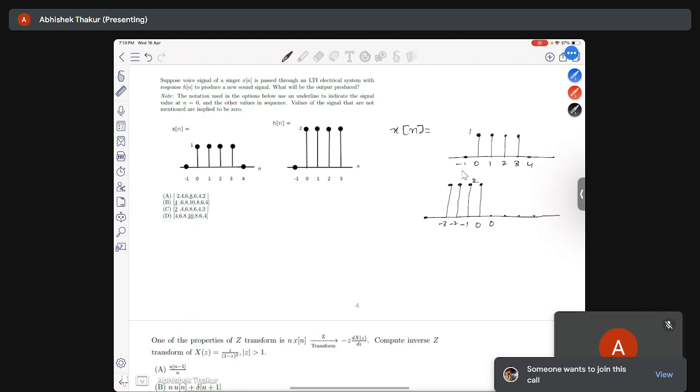So y[n] will be, now when you multiply this you will get a 2, and again use this h of minus n. Now you shift h of minus n by 1, and then you do multiplication, you will get 4, then again we will get 6, then again we will get 8, then again 6, again 4, and again 2. So this is the convolution of the given sequences. So option C is the correct answer for this question.